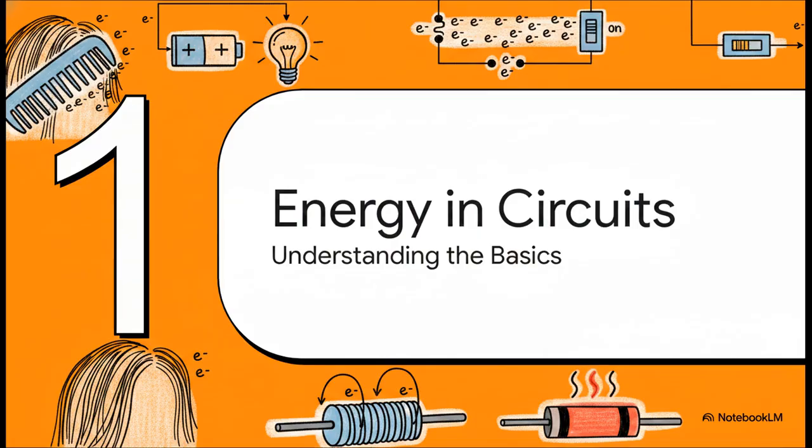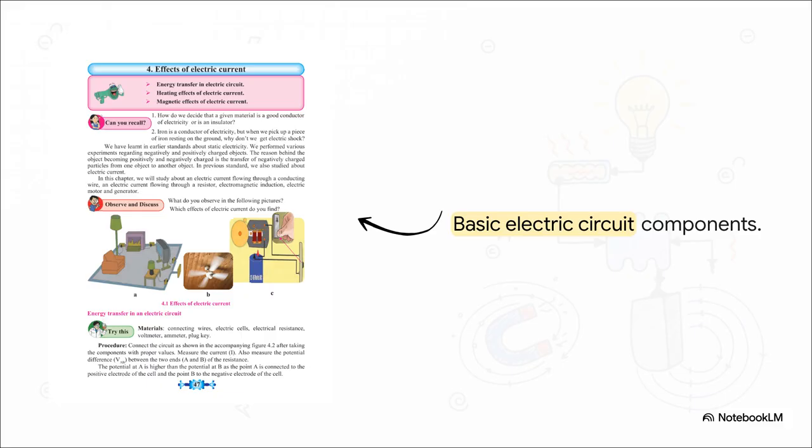Energy and electric circuits, understanding the basics. Now, think back to what you've learned in earlier classes. You already know that static electricity involves transferring negatively charged particles. But what happens when we set up a continuous path? Take a look at the basic circuit components here. We've got our connecting wires, an electrical resistance, a voltmeter, and an ammeter.